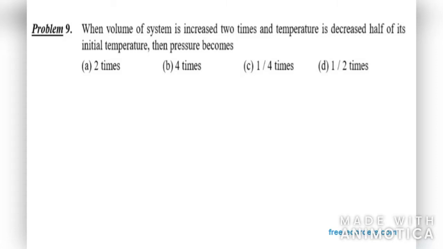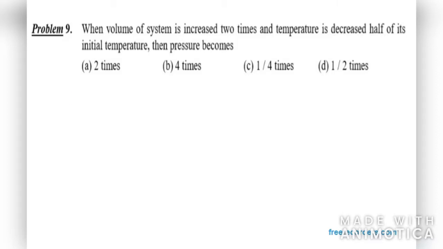Let us move on to problem 9. When the volume of a system is increased 2 times and the temperature is decreased to half of its initial temperature, then the pressure becomes? So now we need to find the pressure change.